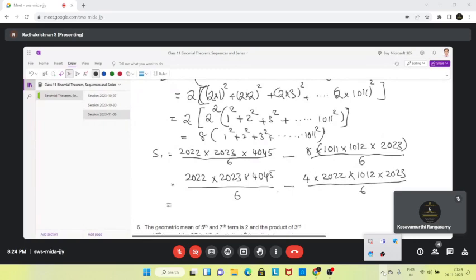So why I did it like that is now I can take out this 2022 and 2023 common. So what remains is 4045 by 6 in the first term. In the second term, 4 by 6 into 1012. At this stage, I can try to simplify it, or let me leave it. So 4 into 1012 is 4048, divided by 6.